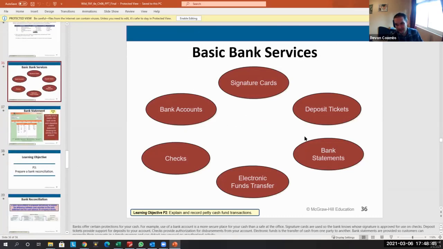I think we all understand this. Here's things that any bank will give you, right? They'll give you credit cards, bank accounts, checks, electronic fund transfers, deposit tickets, and bank statements. Does anyone have any questions related to what these are, or is this common knowledge?